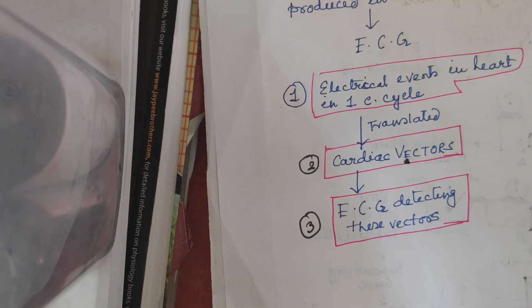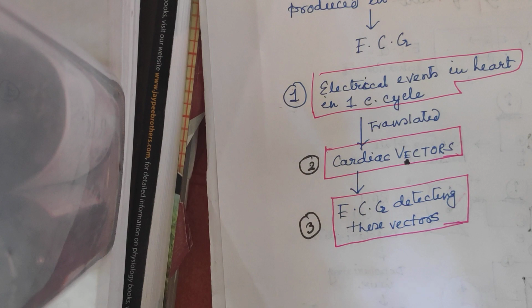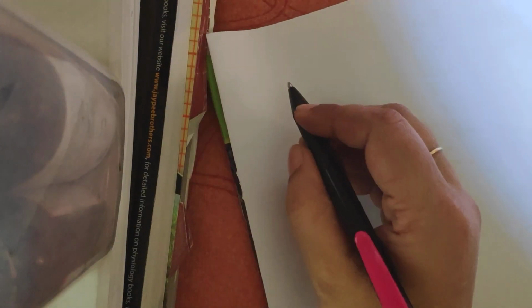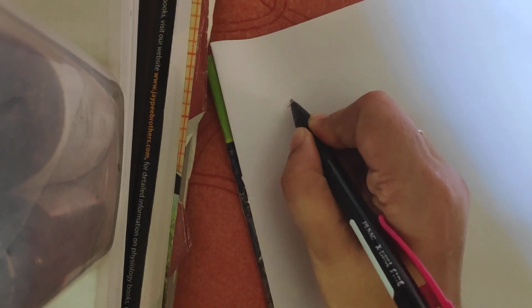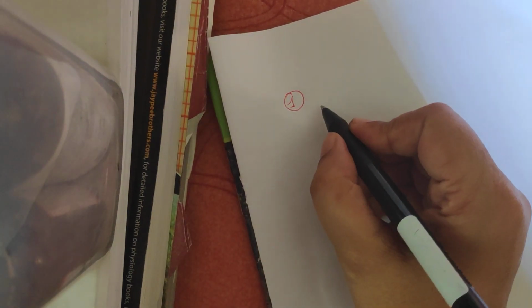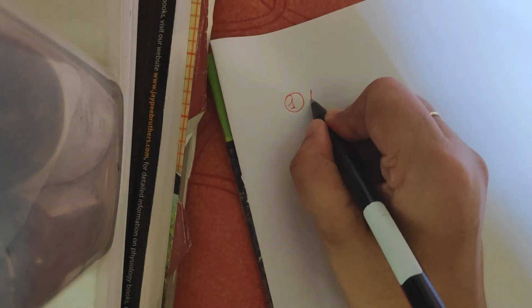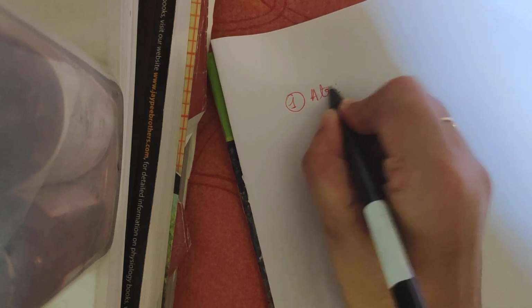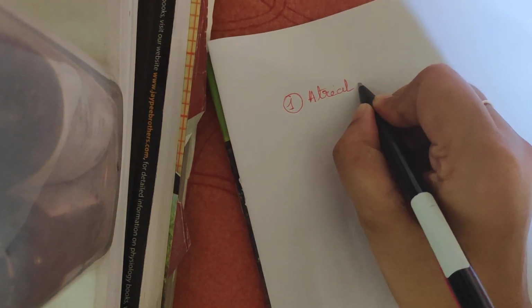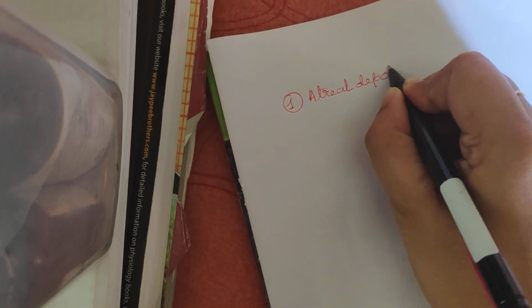point of interest now. So first we want to know what electrical events are happening in the heart, which we already know. So what are the electrical events that are happening in the heart? The electrical event number one, we all know, is the atrial depolarization.